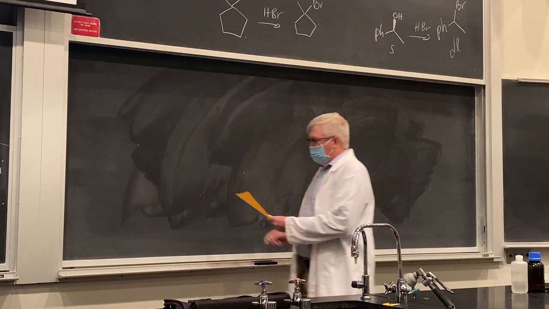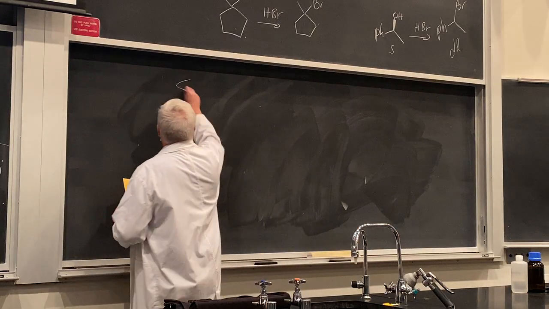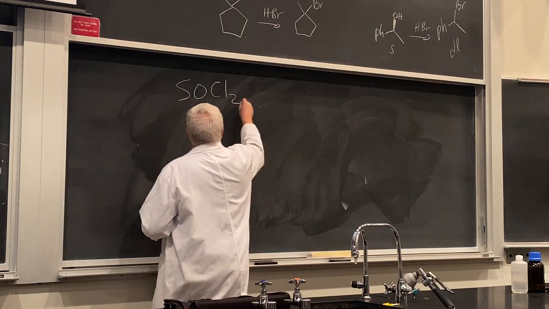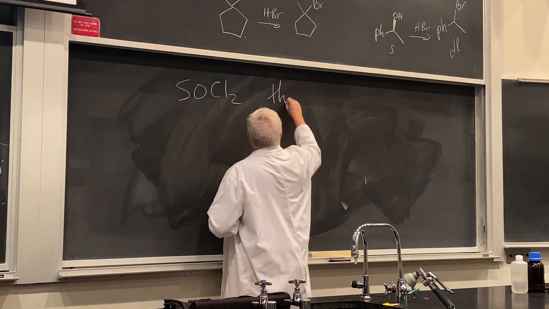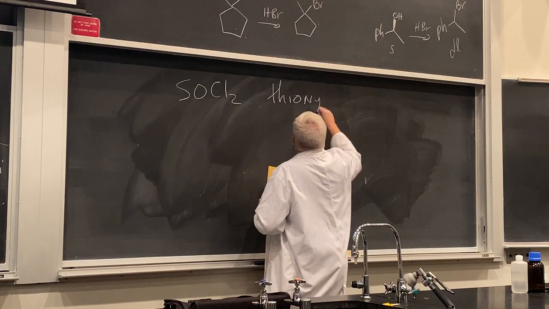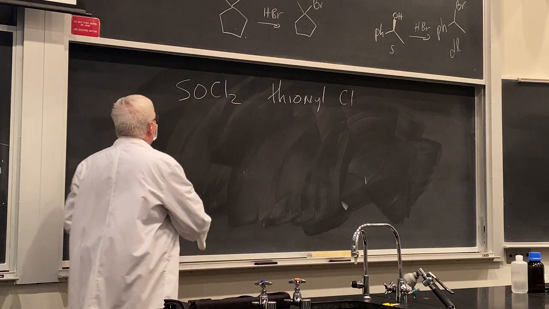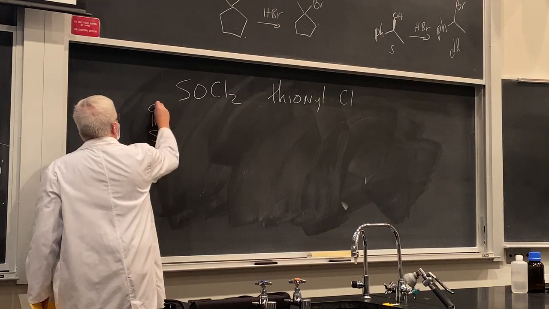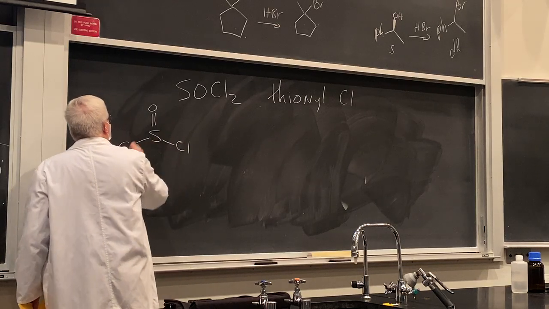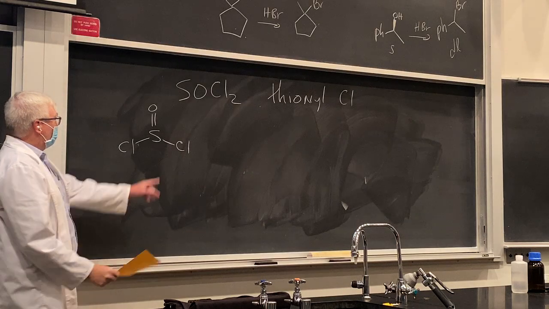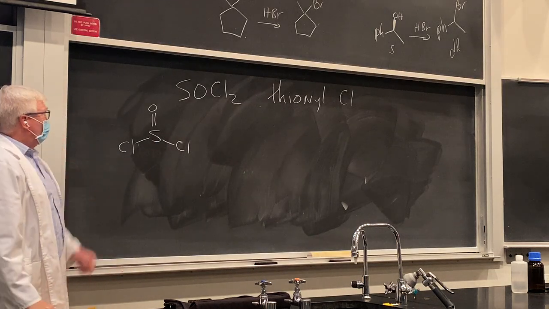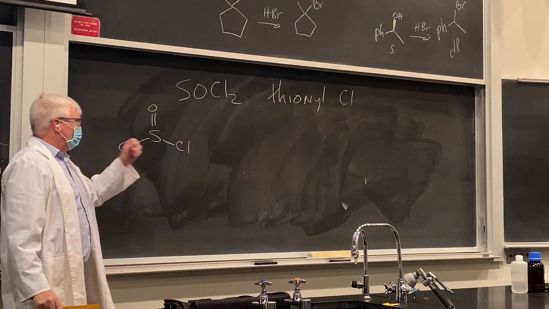There's another way to do halogenation reactions, and that's using this guy, thionyl chloride. Now there's a new name for you. The thionyl group is a sulfur with a carbonyl, you could say, and then 2 chlorides here. The sulfur is electrophilic. We'll see enough of the mechanism to see how this is useful.